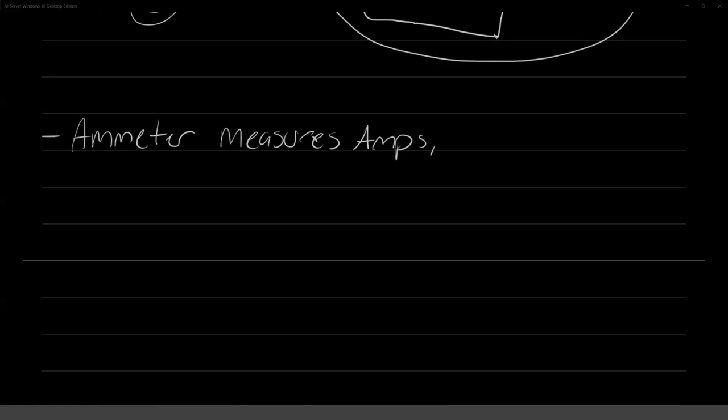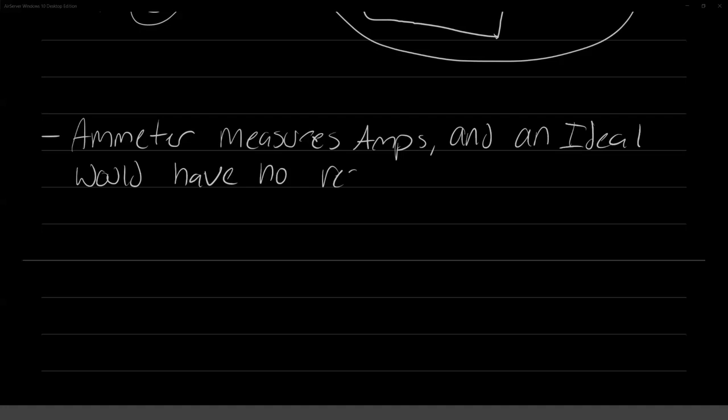So an ammeter measures amps, and an ideal one, like in a perfect world, would have no resistance. That way you can measure the current the most accurately, right?